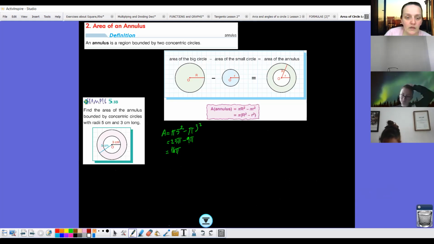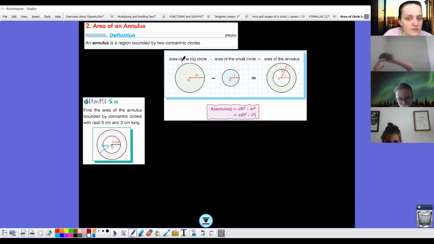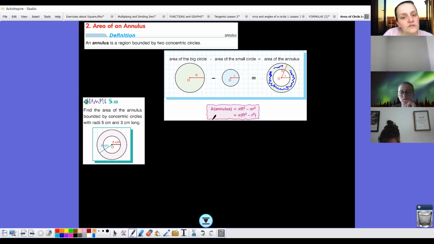Okay, teacher. Here we have the area of an annulus. An annulus is a region bounded by two concentric circles. For example, here, look, we have one bigger circle and one smaller circle, and the area of the annulus will be the bigger circle minus the smaller circle. Only this part, like the ring. Yeah, like the ring. We're talking about this part, okay? The area of the bigger circle minus the area of the smaller circle.